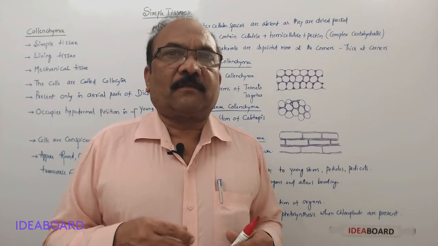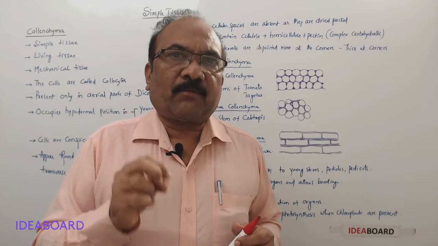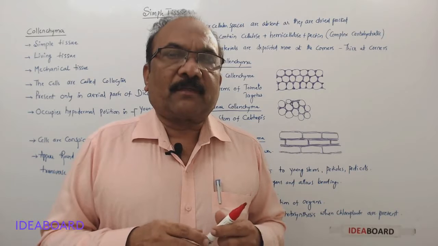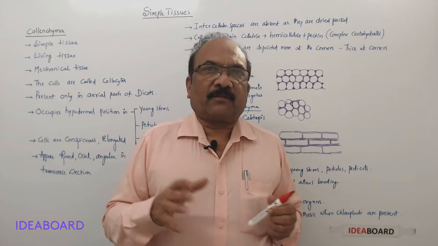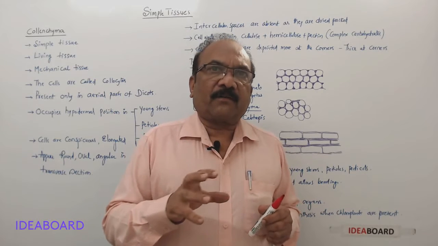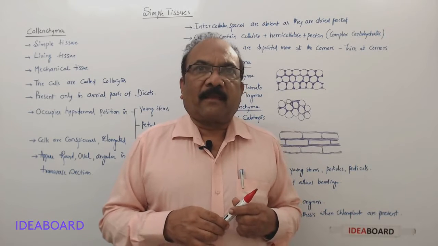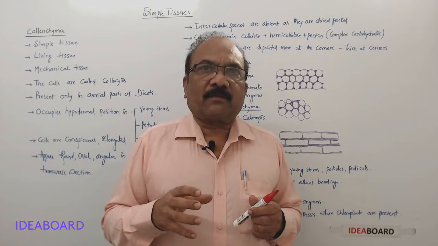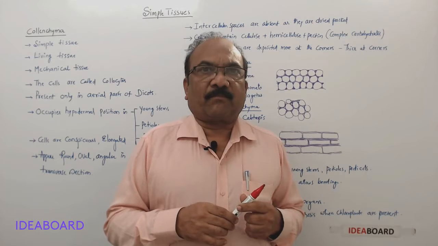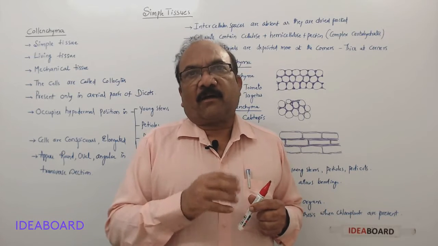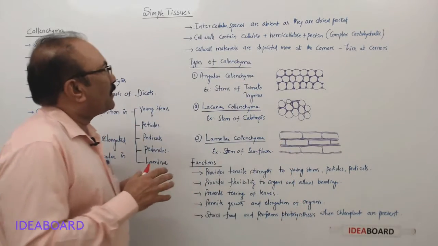Hello students. So in this video we will discuss the second type of simple tissue, that is collenchyma. In the previous video we discussed the different types of tissues, and I gave you a flow chart of the tissues, and in that we discussed one very important simple tissue, that is parenchyma. Now it is the turn of the second tissue, collenchyma.